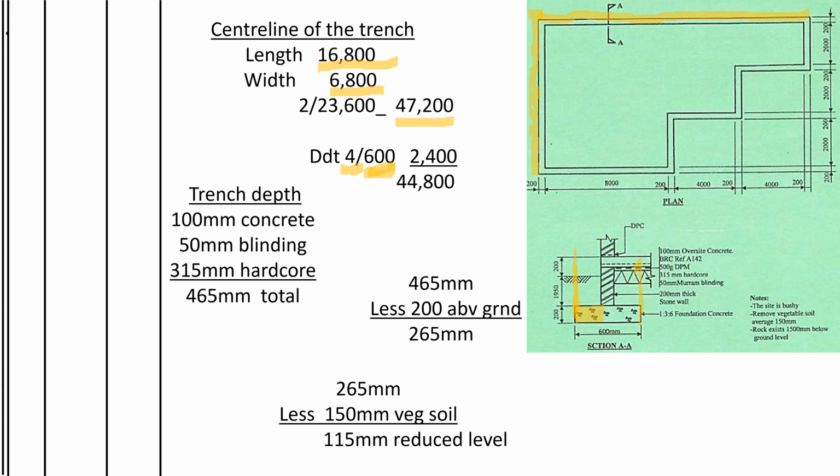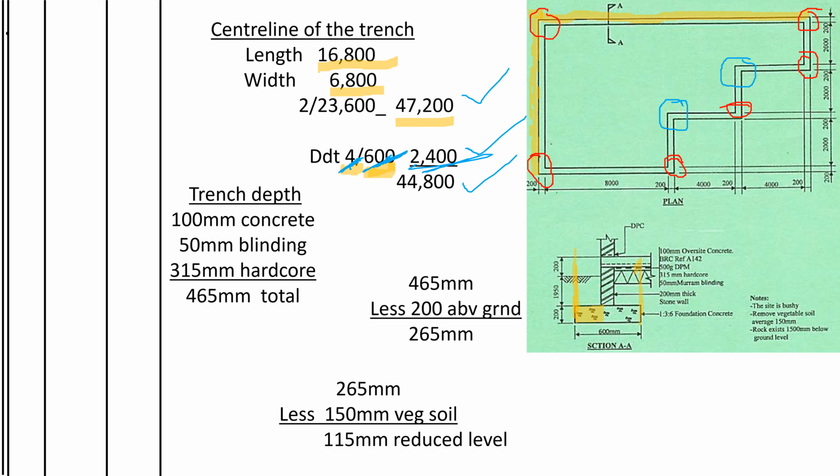Number of corners we take by number of external corners minus number of internal corners. Let's count the external corners. This one is 1, 2, 3, 4, 5, 6 external corners. Then we shall deduct 2 internal corners, 1 and 2. 6 minus 2, 4. So that's why we have 4 here. 4 times the thickness of the trench, which is 600, we get 2400. So this one, 47,200, less 2400, we shall get 44,800. That is the center line of the trench.